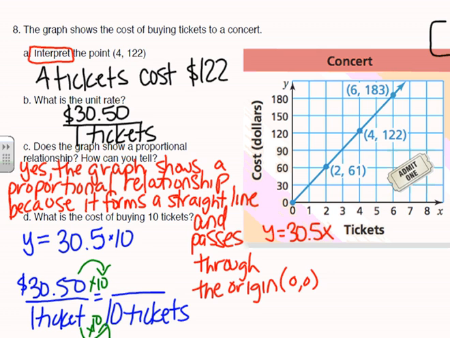So the first way we get y equals $305. The second way, y equals $305. So just make sure you have your dollar sign on there and show what you did to get your answer. It doesn't specify that it has to be the equation, so a proportion would be fine.